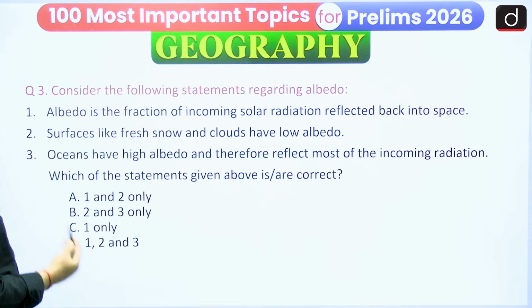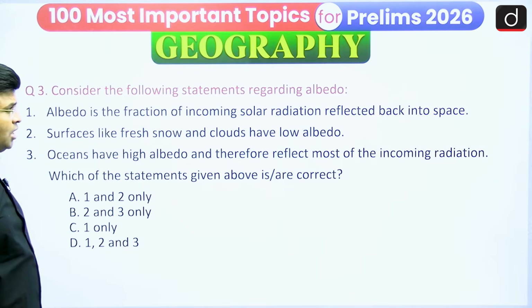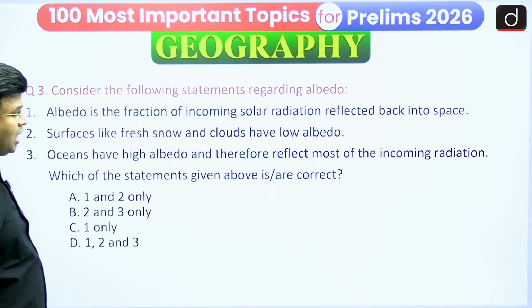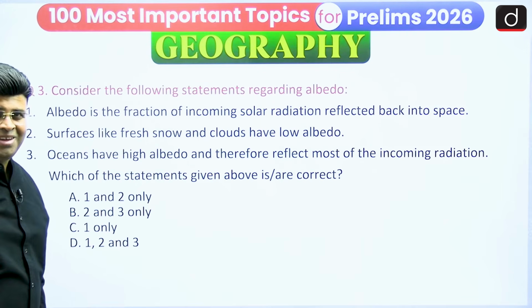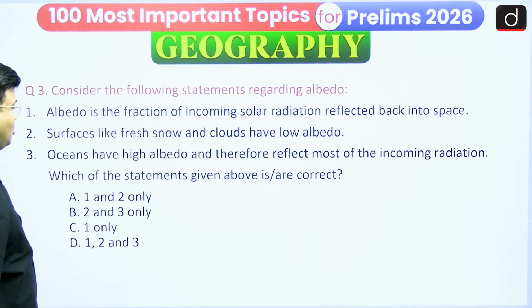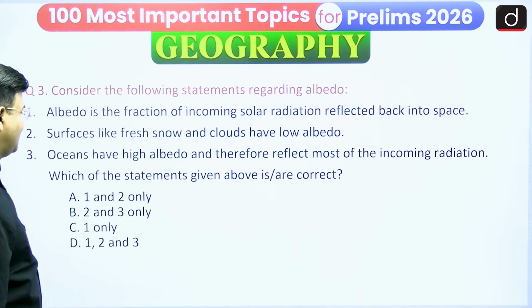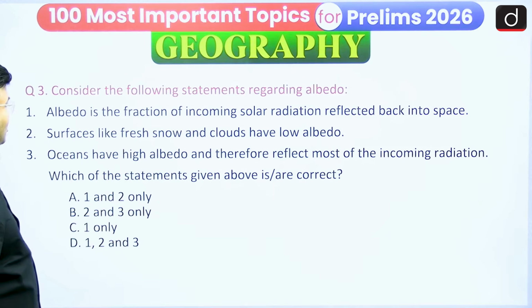So consider the following statements regarding albedo. Albedo is the fraction of incoming solar radiation reflected back into space. We have to say whether it is right or wrong. Second statement: surfaces like fresh snow and clouds have low albedo. You have to say whether ice or cloud has low albedo or not. Third: oceans have high albedo, therefore reflect most of the incoming solar radiation. So you have to see which one is correct.